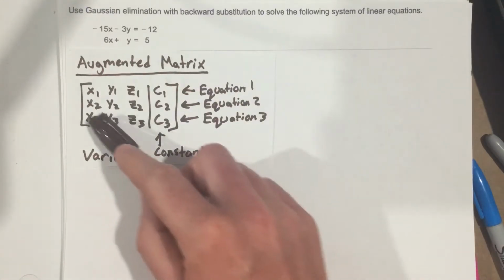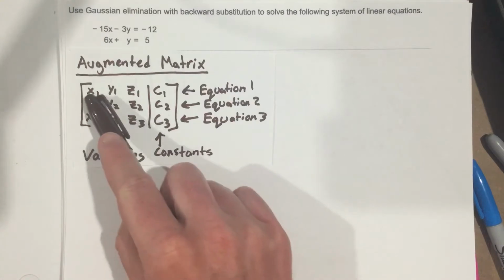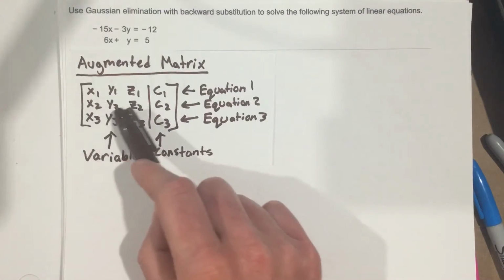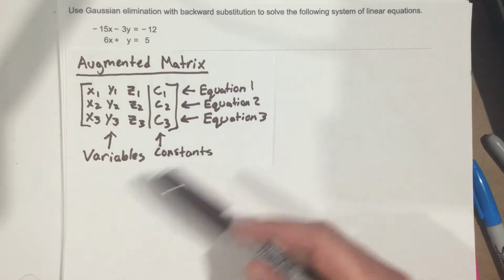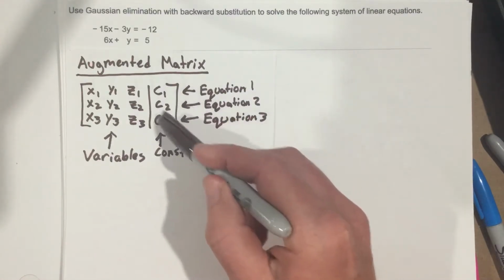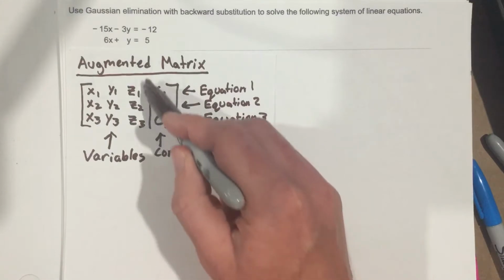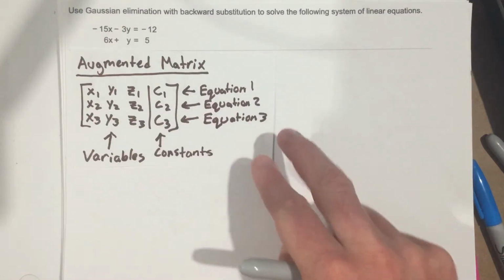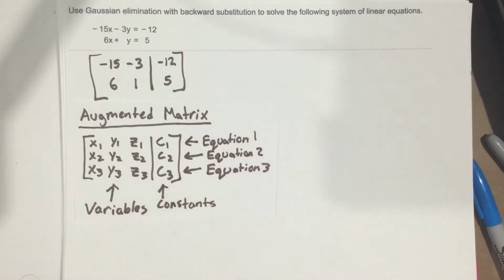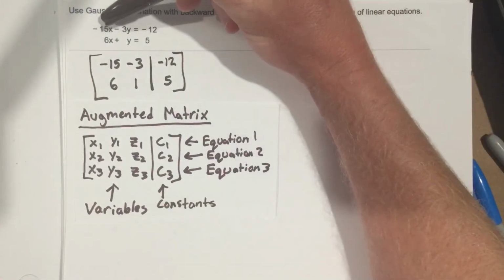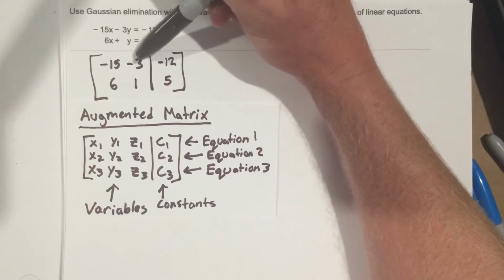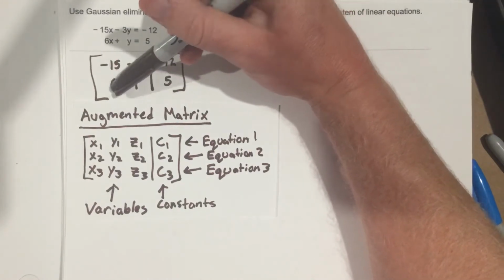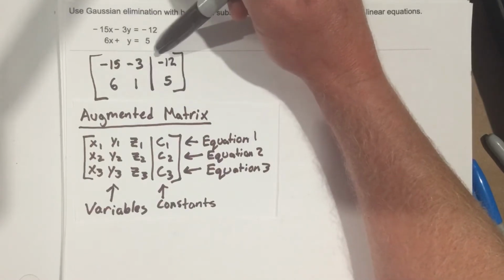Now, these stand for the variables from the different equations. So x1, y1, and z1 are the variables of the first equation. x2, y2, and z2 are variables of the second equation, and so on. And these are the constants that the equation is set equal to. So this bar stands for the equal sign. Here's what an augmented matrix looks like. You'll see we took the coefficients from the first equation, negative 15, negative 3, and negative 12, and wrote them out. And then we took 6, 1, and 5 and wrote them out for the second equation.